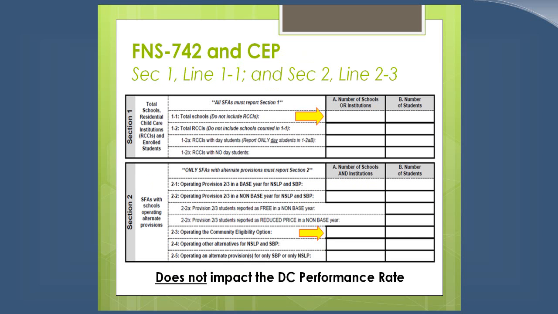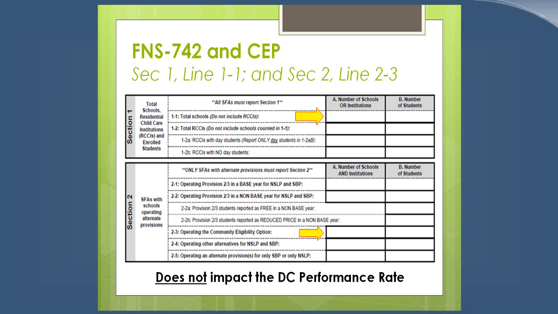So here's a screenshot of the 742 paper form. Not what it will look like in FIPRS, but for illustration purposes, I use the screenshot here. So what CEP data needs to be reported on the 742? In Section 1, you see that all SFAs must complete this section. The total schools and institutions and the students in Section 1-1 A and B, respectively, where the first arrow is.